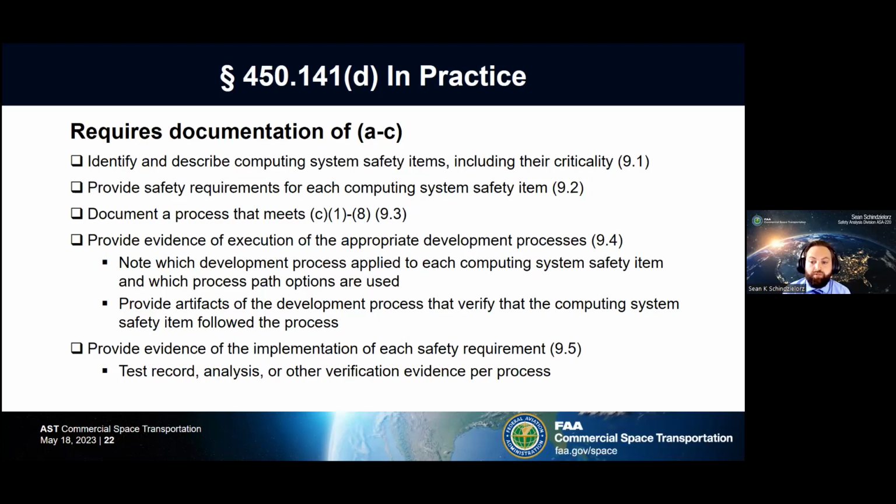This is generally met by providing software development process artifacts, such as requirements documentation, design documentation, test plans, code review artifacts, software hazard analyses, and a bunch of other stuff. Finally, it requires evidence of implementation of all safety requirements. Generally, this is met using the requirements traceability process documented as part of 141C to link all of the safety requirements submitted to verification and validation evidence.